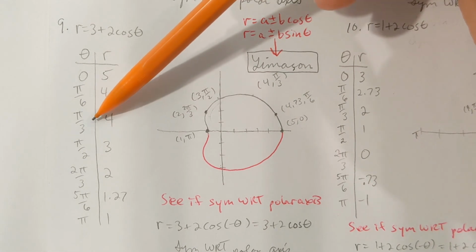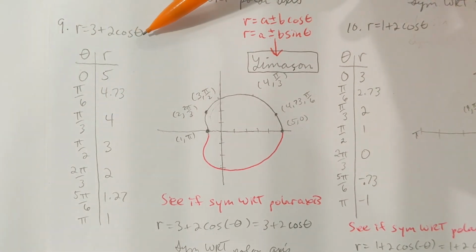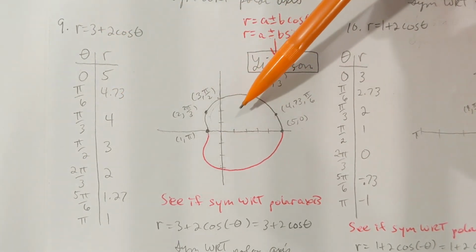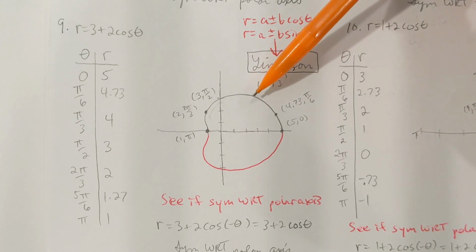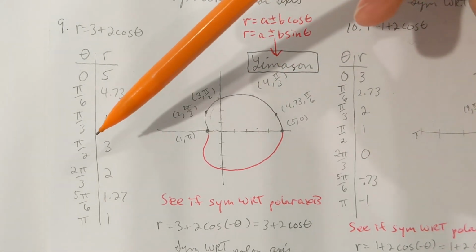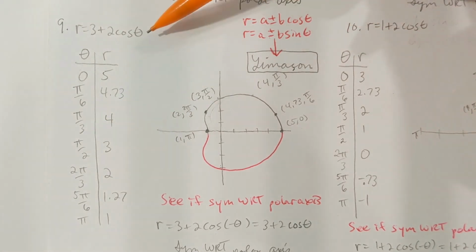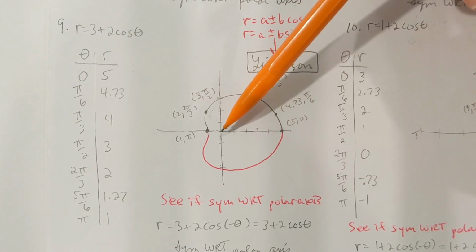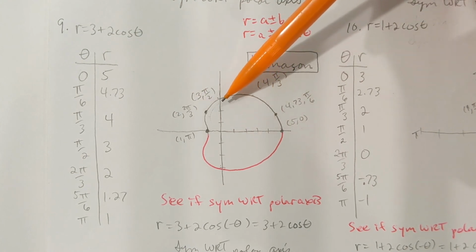If I let theta be pi over 3 next, cosine pi over 3 is 1/2. Times 2 is 1. Plus 3 is 4 for r. Okay, so here's the pi over 3 radial line. You want to go up 4 units on that one and plot a point. If we let theta be pi over 2 next, cosine pi over 2 is 0, which means that r would be 3. Okay, so here's pi over 2.